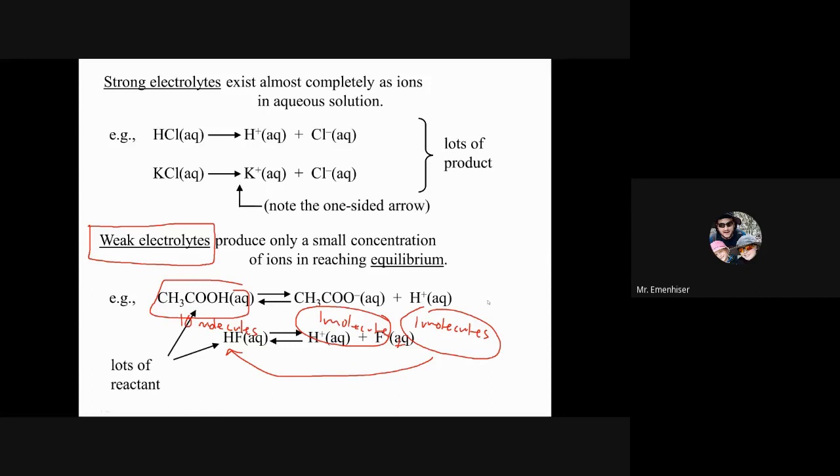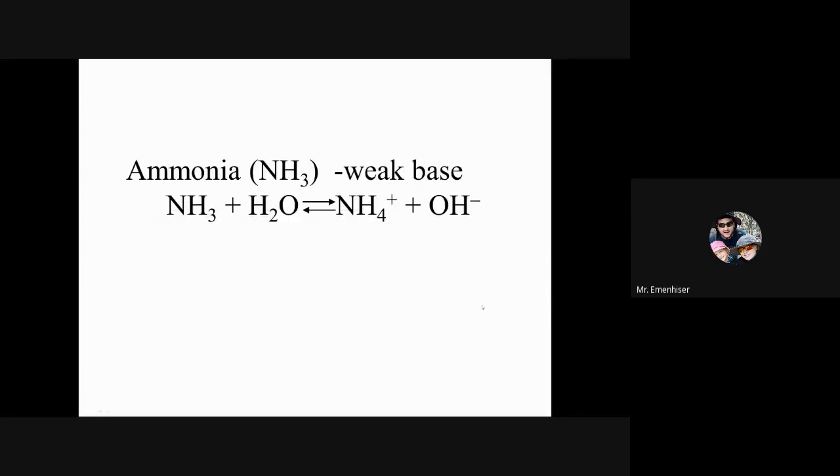There are two examples. So lots of reactants. If you were to zoom in and look at the beaker of this stuff, you would see mostly this. You would not see much of the ions, maybe 1%. Notice it's a double arrow. All right, ammonia is a weak base. And so if you take ammonia and add it to water, it's going to make the ammonium ion. I hope you guys know this ion, ammonium.